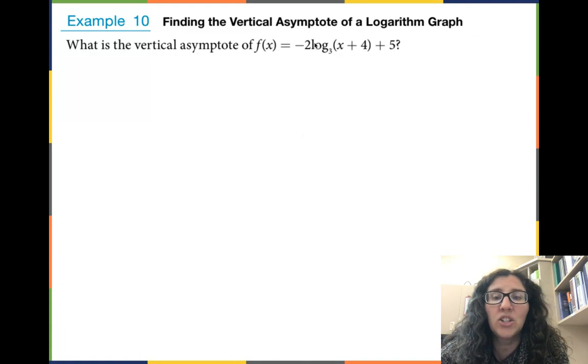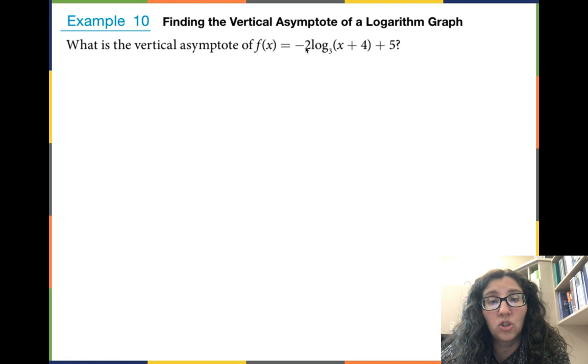All right, so let's just think about this without having to graph it. There's a bunch of stuff going on here. What is the vertical asymptote? So let's think. The original function, log base 3 of x, the vertical asymptote's at x equals 0. So this is a horizontal shift to the left by 4. That will change the vertical asymptote to be x equals -4.